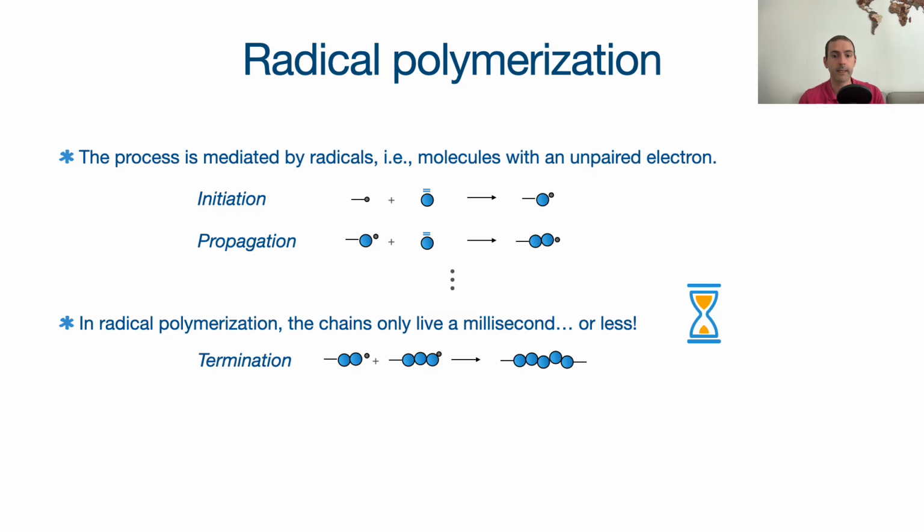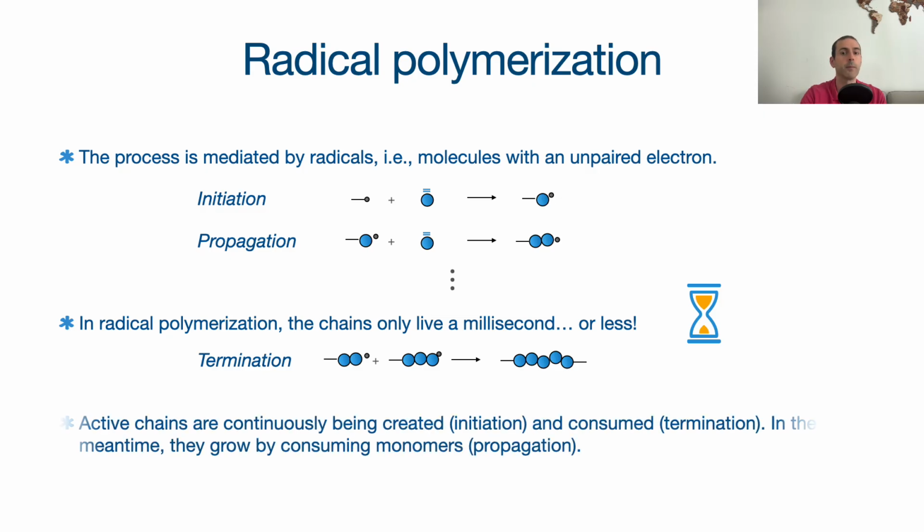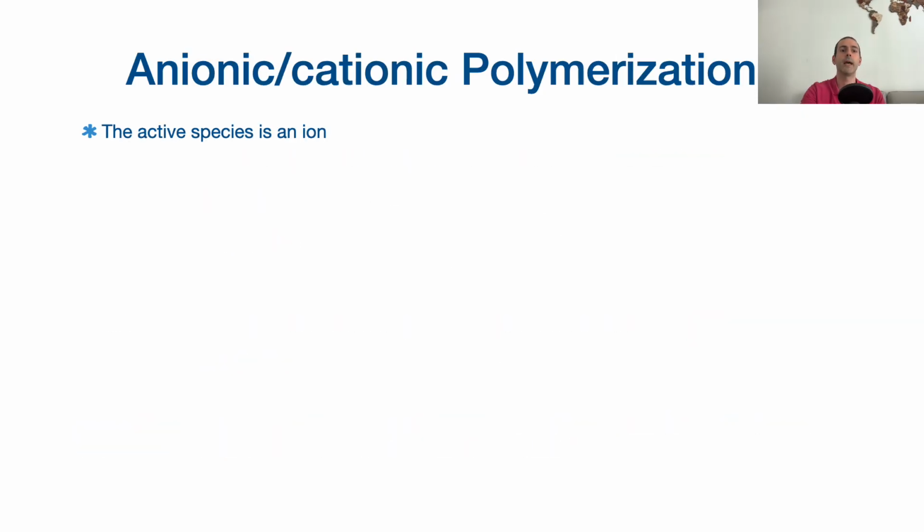So anyway, initiation, propagation, and termination, they repeat continuously throughout the polymerization process. Of course, many more reactions may occur, but this is a story for another time. Now, let us switch to anionic or cationic polymerization, where the active species is an ion. We will deal with them together.